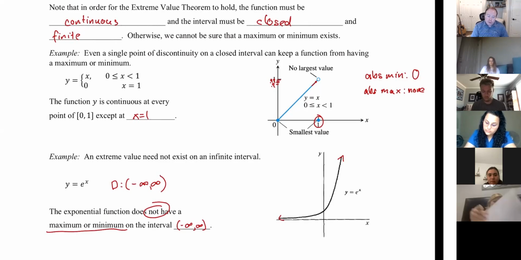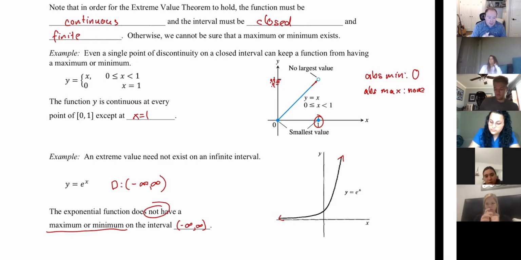So what are the two conditions for the extreme value theorem? Continuous function, closed interval. If you have those two things, you are guaranteed an extreme value, an absolute extreme value that is both a minimum and a maximum. All right.